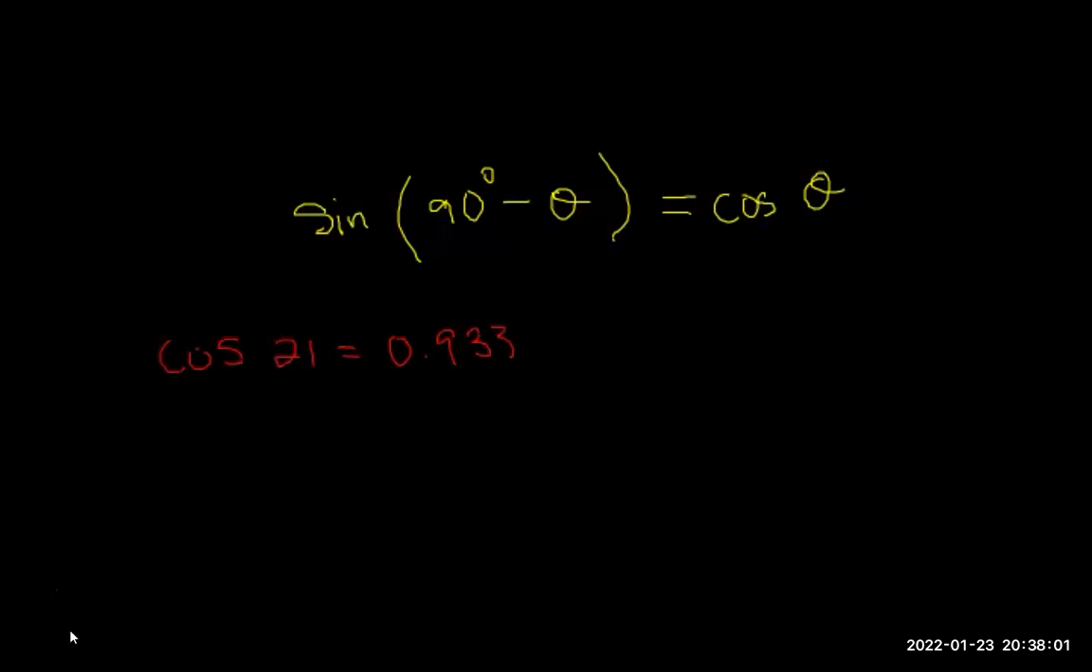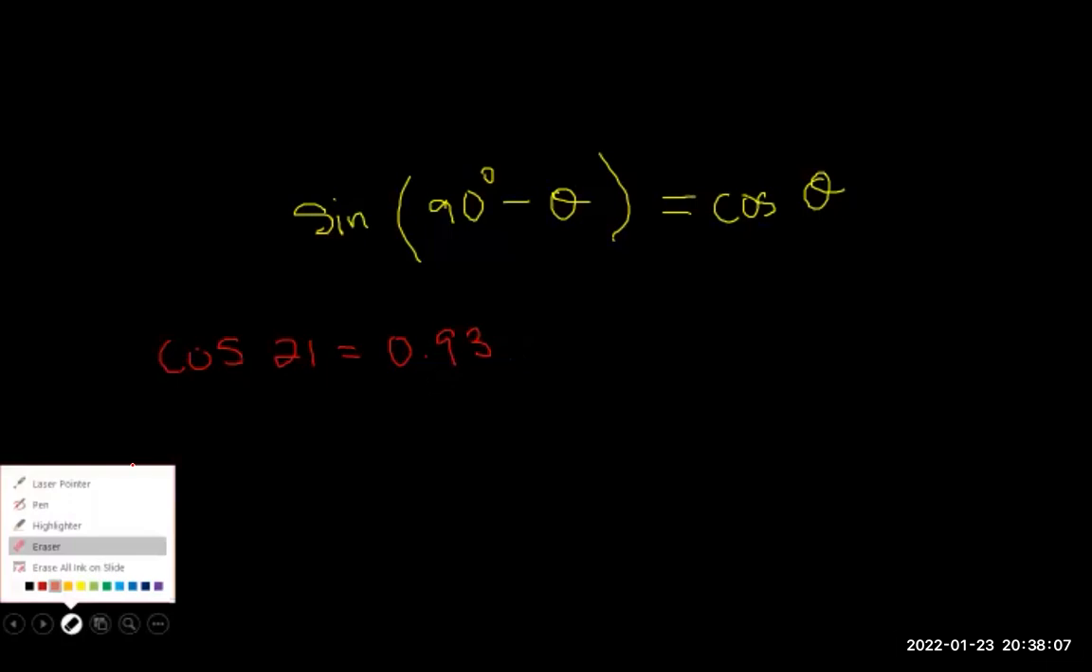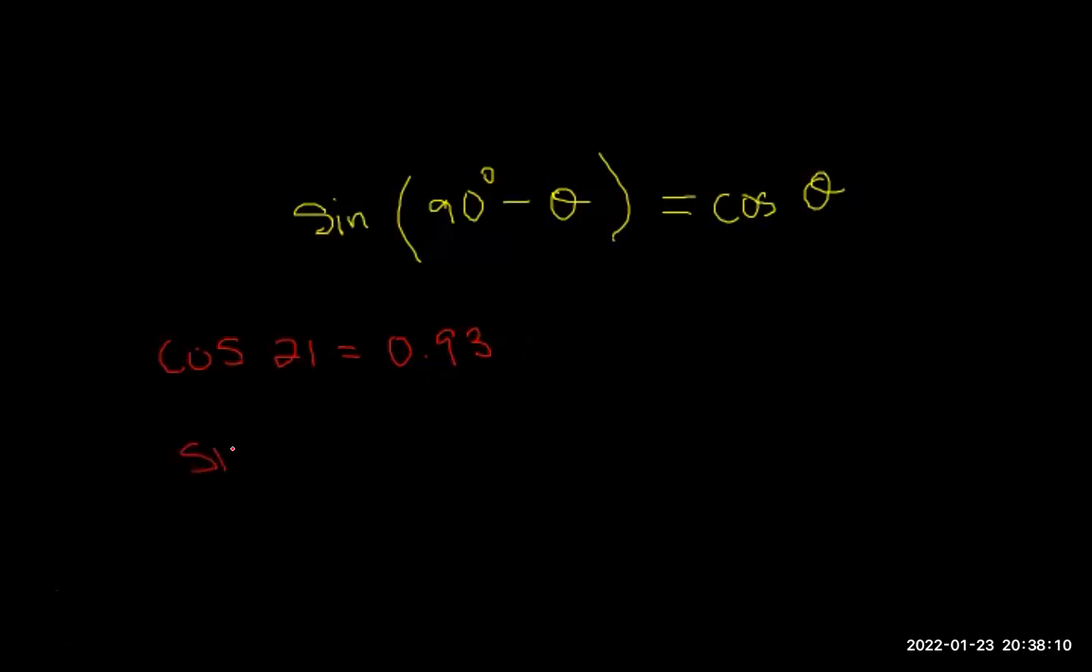Let me just put 0.93, right? If I now said sine of 90 minus 21, which is sine of 69, can you tell me what's the value for that? Sine of 69. 0.93. So yes, this is true.